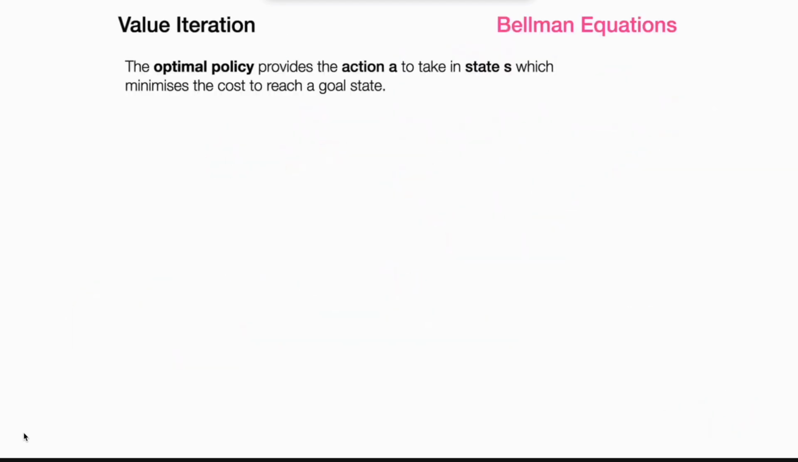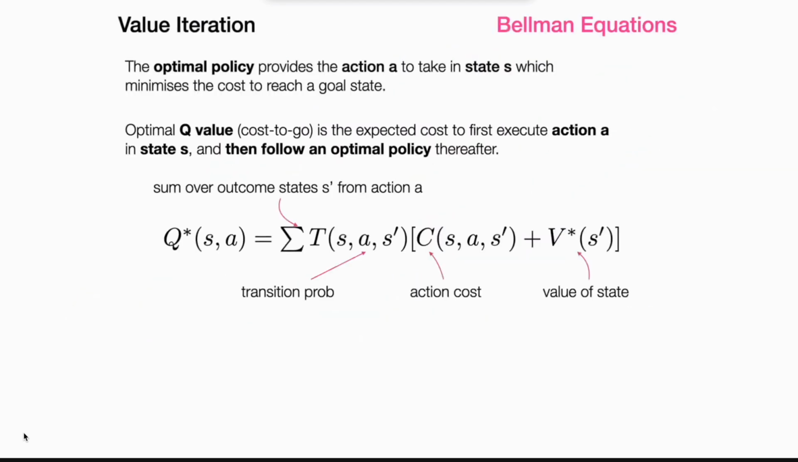Right. So if we go back here, what we want to do is calculate the expected cost to first execute action A in state S, and that we've seen. But the difficult bit is that we also want to then follow an optimal policy to our goal, because we need to look at the expected cost of the whole path. And that's what our Q value does.